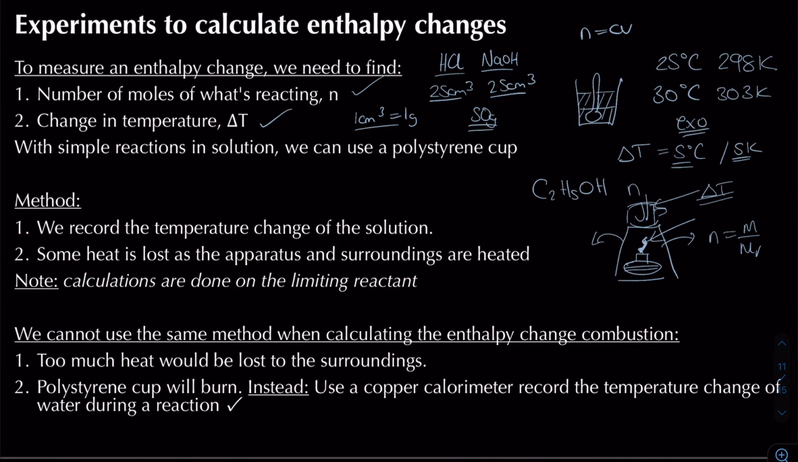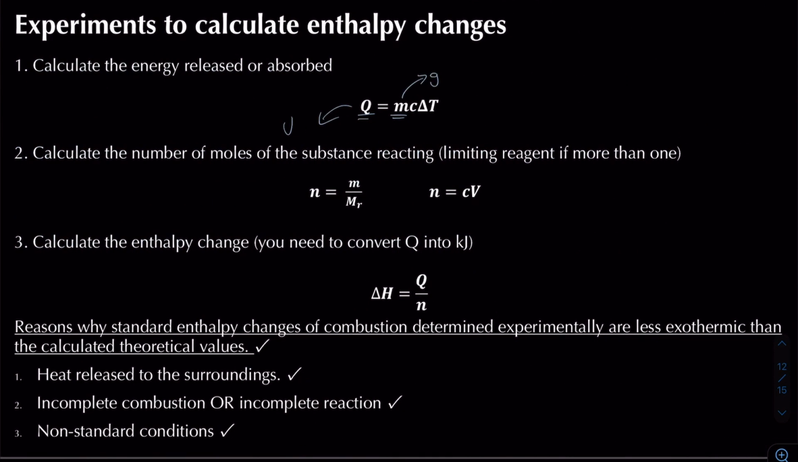If I'm dealing with the combustion experiment, I'm going to take the volume of water in my actual calorimeter itself, and let's say that volume of water was 100 centimeters cubed, I know that the mass of that is going to be 100 grams because of the assumption that we made earlier on as well. So in that case, we can work out the mass in grams.